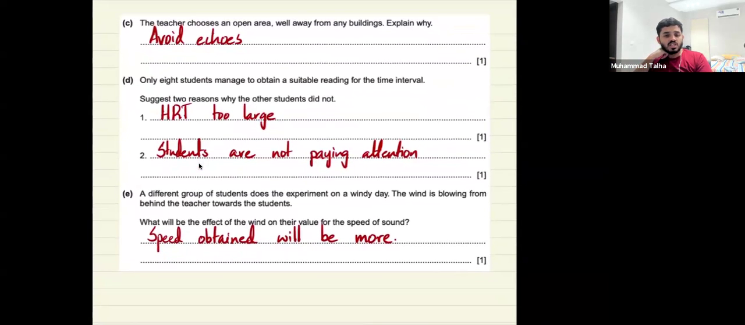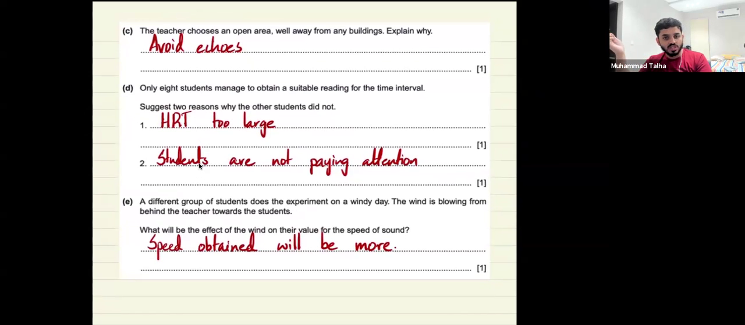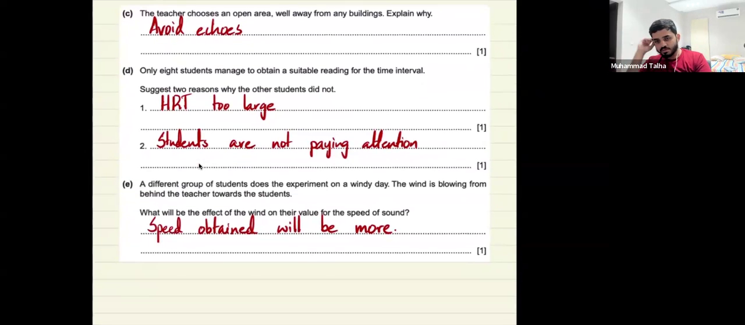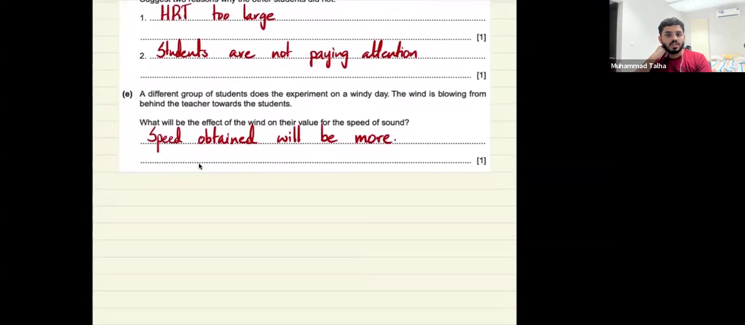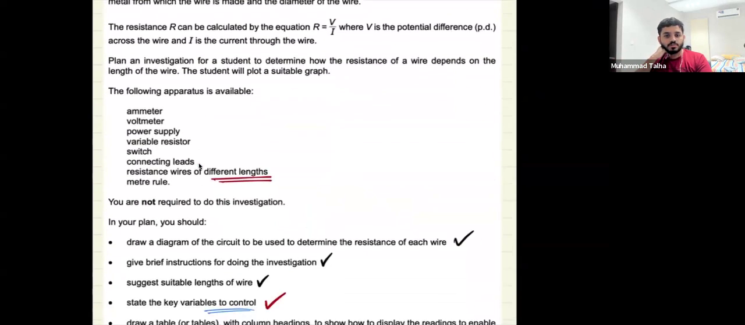Again, also sometimes these suggest parts might have reasons that you might think are somewhat non-technical, but sometimes the examiner is willing to give marks for these. For example, in this one, why two other students did not manage to obtain a suitable reading. So it could be very simple, that they're not paying attention, that sort of stuff. It seems really stupid to write, but again, you never know. Just don't leave it empty. Do write down something that makes some sense. Probably the examiner will give you some credit for it.